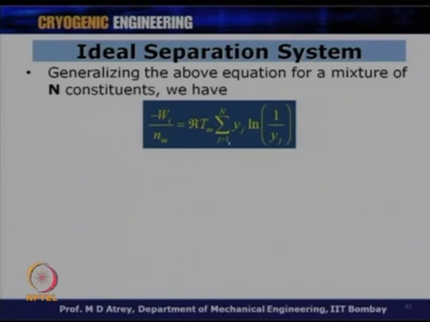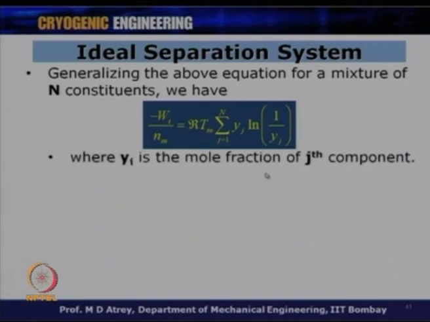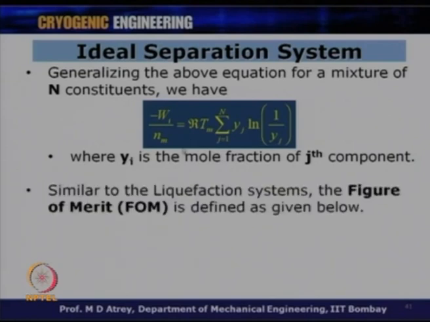So, if j goes from 1 to 2, n is equal to 2, I get Y1 log 1 by Y1 plus Y2 log 1 by Y2, if 1 and 2 are the respective gases. I can have n gases, and therefore, I can have Y1 log 1 by Y1 plus Y2 log 1 by Y2 plus Y3 log 1 by Y3, the same terms repeat, and the summation of all these gives the work of separation per mole of gas mixture, where Yj is the mole fraction of the jth component. So, basically this sigma expression comes; normally we will have 2 component or 3 component or maximum 4 components, not more than that. So, this is the ideal work of separation.